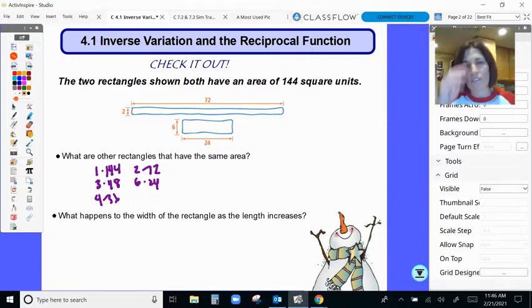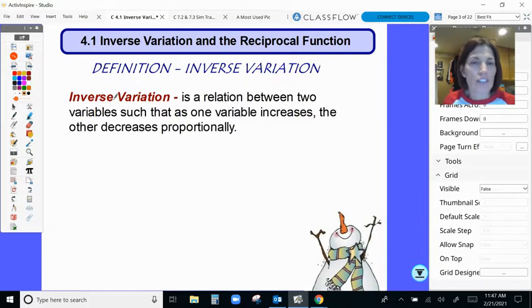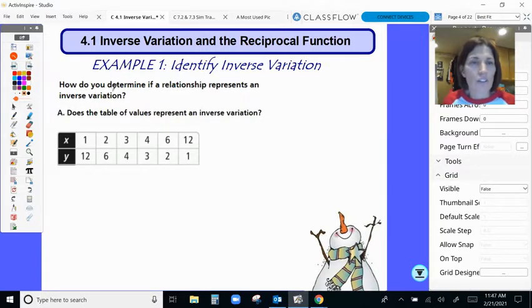And that's what's called inverse variation. As the value of one goes up, the other one goes down. So that's what happens to the width as the rectangle length increases. That is inverse variation, and they both multiply to give me the same value of 144. Inverse variation is a relation between two variables such that as one variable increases, the other one decreases proportionally.